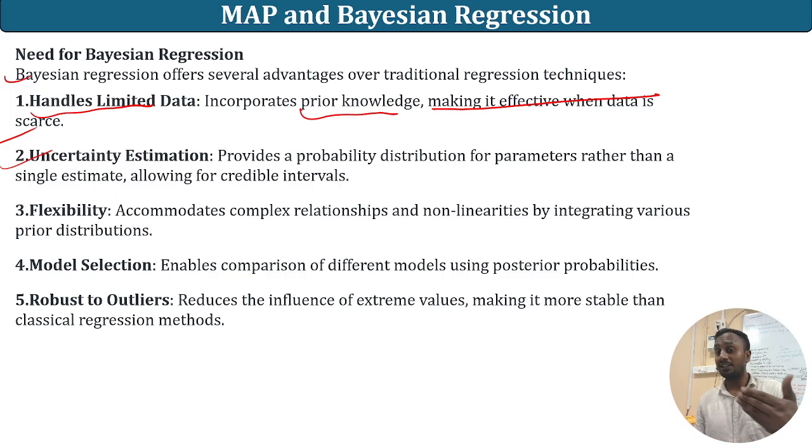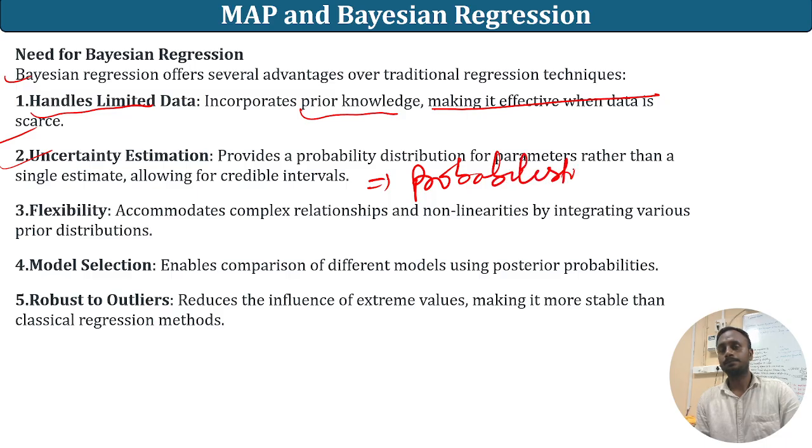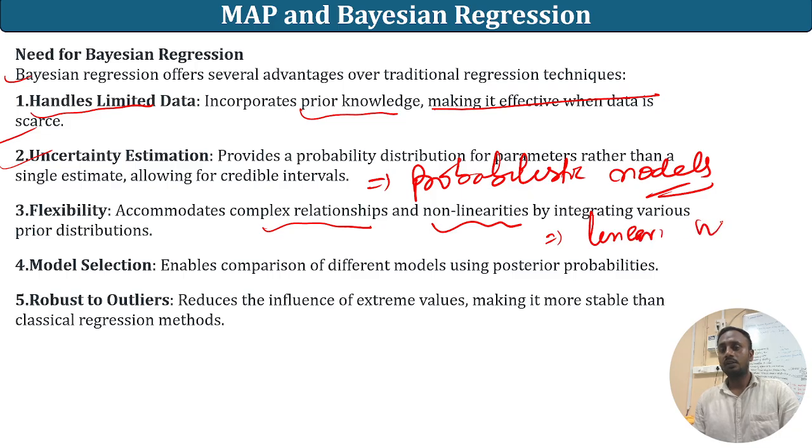So whether they are able to give the same level of results or not, we can calculate through our Bayesian regression, or even the probabilistic models. What we have here are the flexibilities, so they can deal with complex relationships, and non-linearities also. So we can deal with linear, non-linear, and complex relationships also.